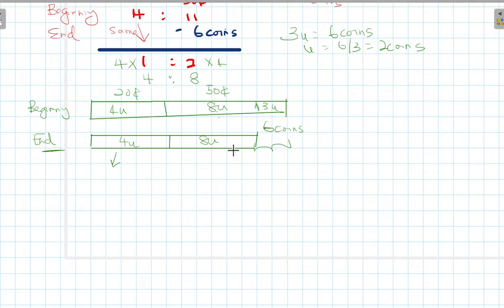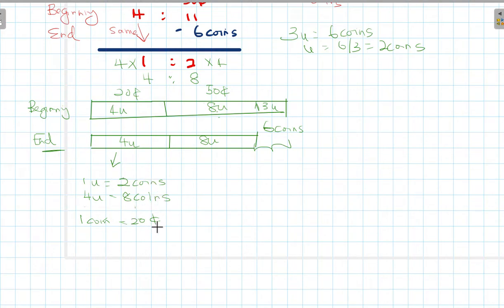If 1 unit equals 2 coins, I have 4 units. In total, I have 8 coins. And over here, 1 unit is 20 cents. No, sorry, not 1 unit equals 20 cents. I don't want to confuse you. Sorry. It's 1 coin equals 20 cents.